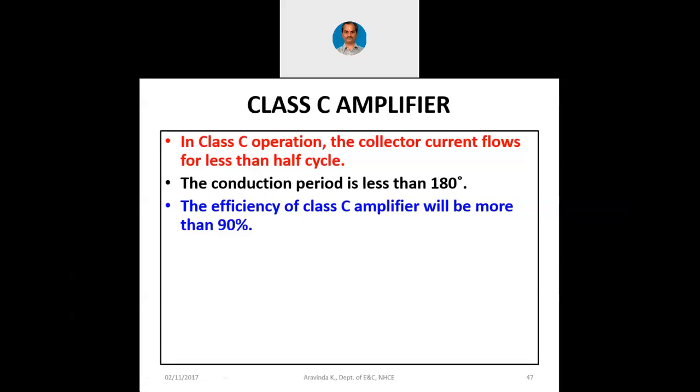So this way, in class C operation, the conduction period is less than 180 degree. Now in that case, the efficiency of class C amplifier will be more than 90%. Means whatever power we supply to the amplifier, almost 90% of the power will be utilized by the amplifier. There will be very less heat. If at all the class C amplifier's efficiency is 90%, only 10% is wasted as heat. So this is class C amplifier.